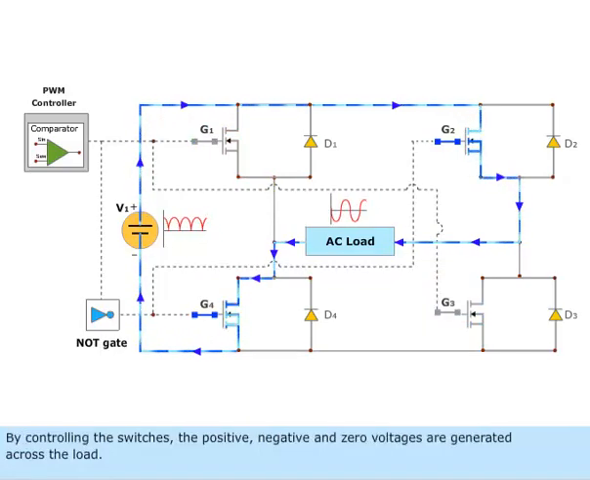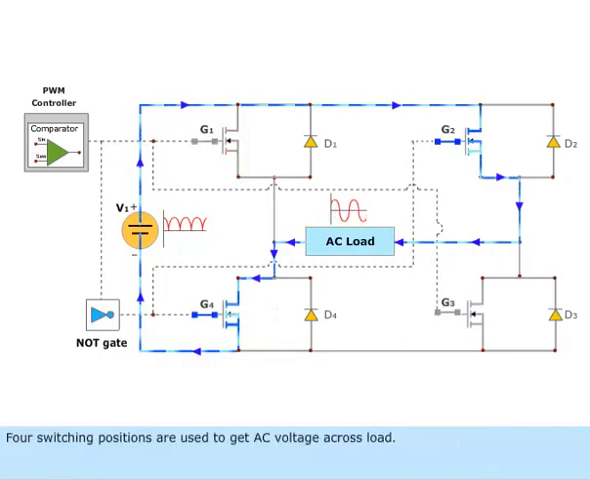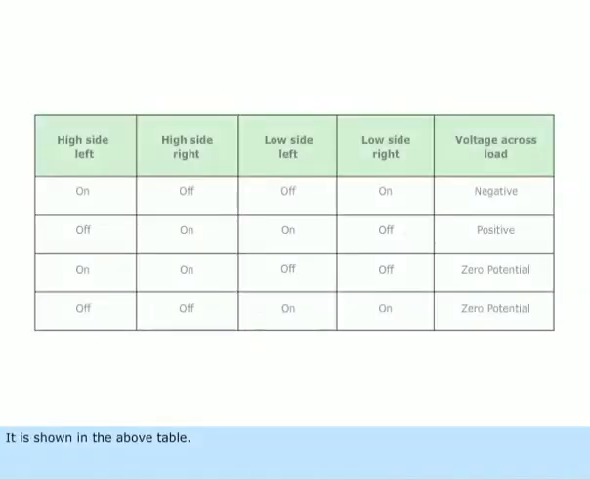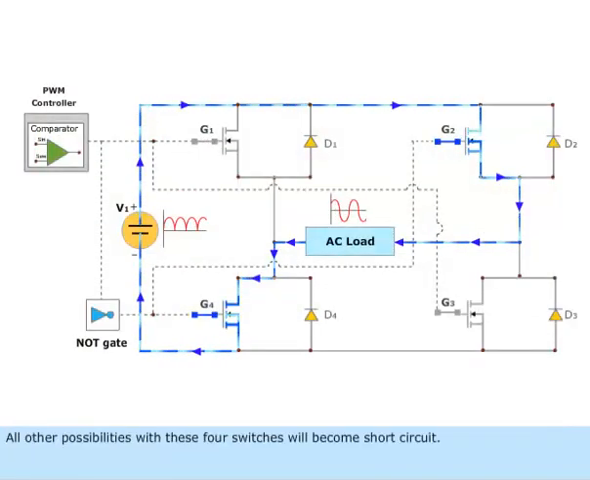By controlling the switches, the positive, negative, and zero voltage are generated across the load. 4 switching positions are used to get AC voltage across load. It is shown in the above table. All other possibilities with these 4 switches will become short circuit.